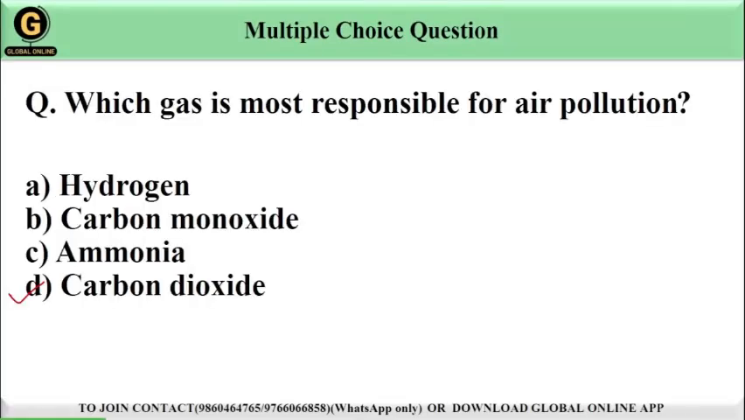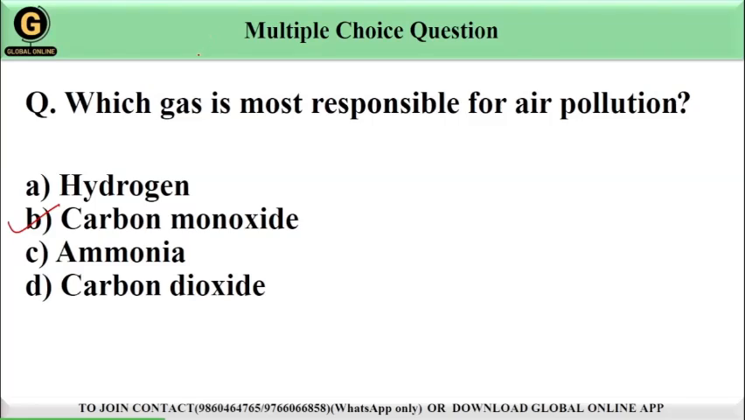Responsible for air pollution. We have options here. Option A, hydrogen. Option B, carbon monoxide. Option C, ammonia. And option D, carbon dioxide. The correct answer will be carbon monoxide, because carbon monoxide is a harmful gas released from incomplete combustion of fuels like gasoline, coal and wood. It can be very dangerous because it reduces the amount of oxygen that can be carried in the bloodstream, leading to poisoning. So the correct answer is option B, carbon monoxide.